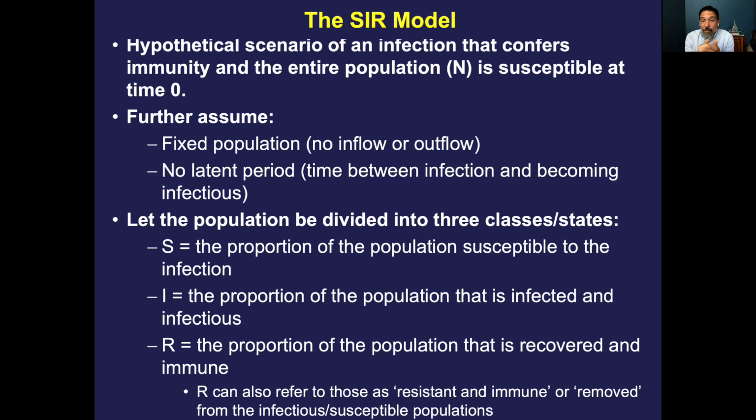So for the SIR model, then, we let the population be divided into three mutually exclusive classes or states, or sometimes we'll call them compartments, and these are the S, I, and R states. S stands for the susceptible state, and it is the proportion of the population susceptible to the infection. I stands for the infected population, and they're also by definition infectious in this scenario. And R stands for the recovered population, which is the proportion of the population that is recovered or immune to the infection.